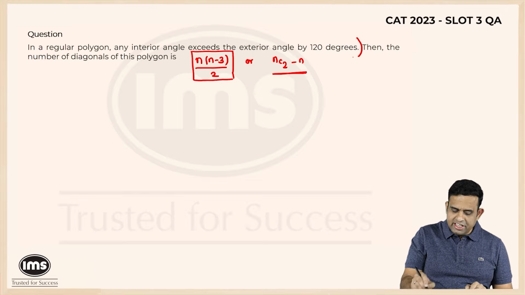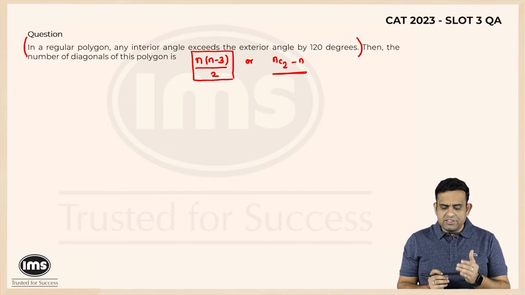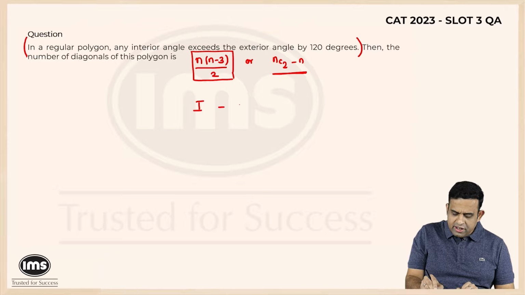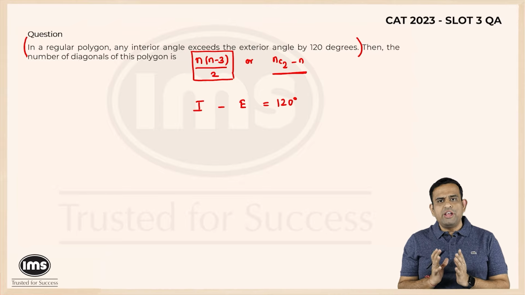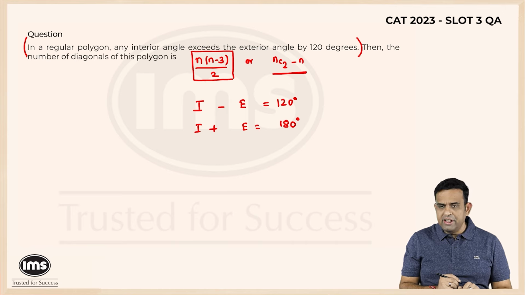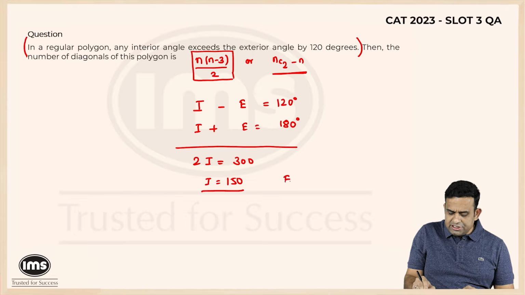For that, the first sentence basically will come into picture. What they are saying is any interior angle exceeds the exterior angle by 120 degrees. What does that mean? Interior minus exterior is equal to 120. And we also know that for each vertex, each interior and each exterior angle are supplementary, giving a sum of 180 degrees. So if you add them up, you get 2 times interior is 300. Interior becomes 150, which means each exterior angle becomes 30 degrees.